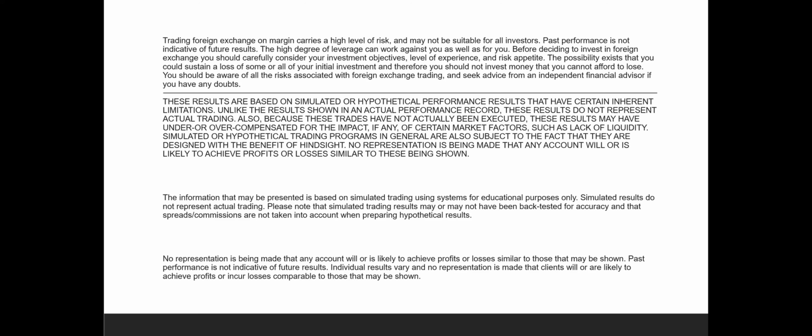All right, guys, there it is. Day 3 of our exciting testing of this sniper system. It's a scalping system, absolutely phenomenal. You saw the last 2 days, incredible results.